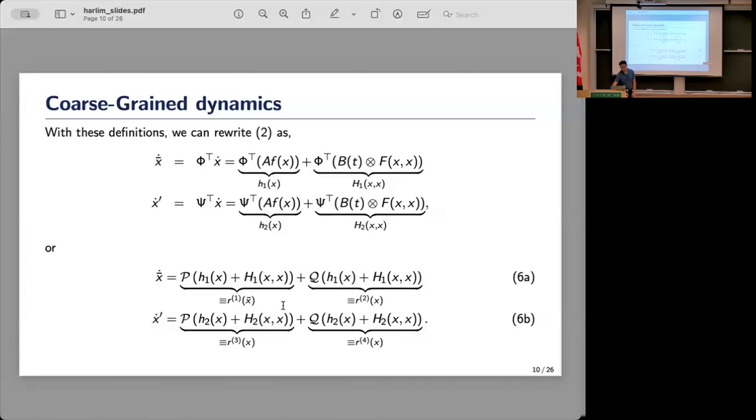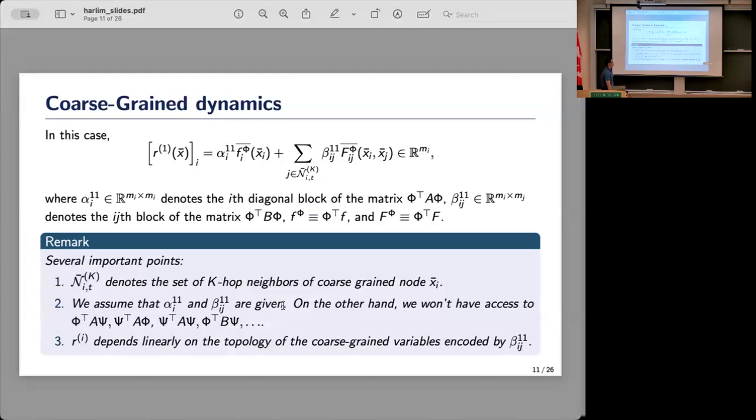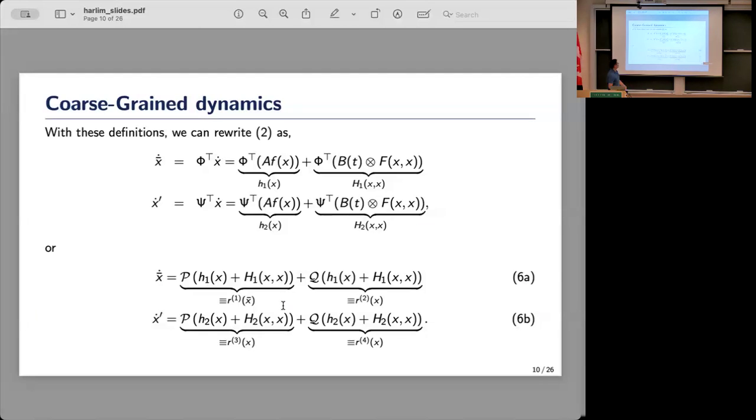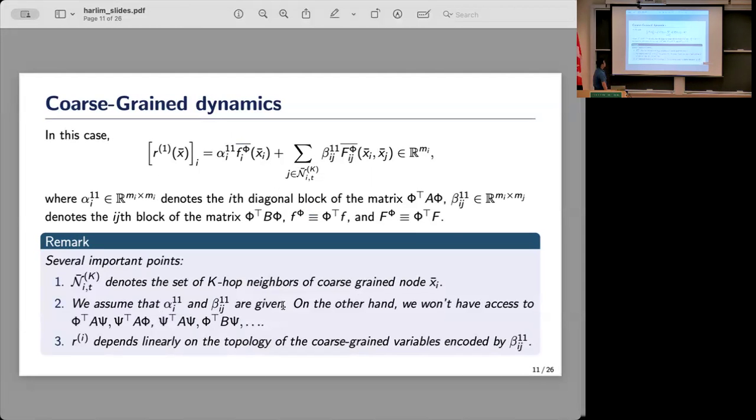Now, just to give you a simple example, this is basically a brutal calculation. You can compute, for example, R1, which is this term here. It's not too hard to compute. It's going to be given by the following term. This is the autonomous term, where what is denoted by 1,1 is the ith component of phi transpose A phi, or beta 1,1 is just the ijth component of this, and so on and so forth.